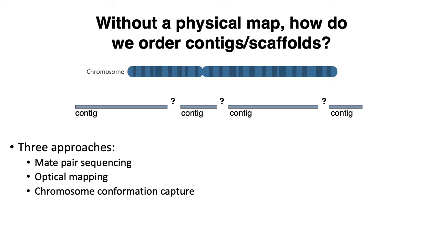There are basically 3 approaches that we'll talk about in this lecture for scaffolding these contigs, or figuring out what the relative order is. The first approach is through mate pair sequencing. The second one is called optical mapping. And the third is through chromosome conformation capture, which we'll cover in a future lecture, but we'll go over again here just because it's relevant to assembly.